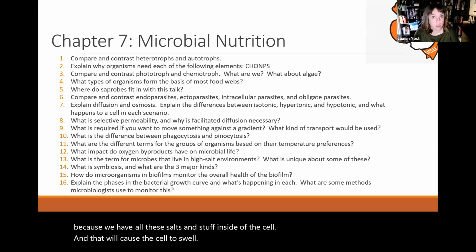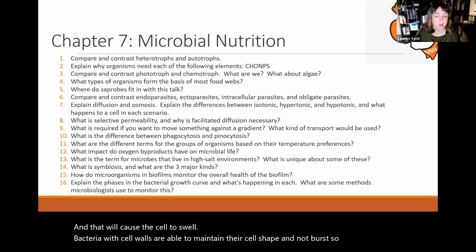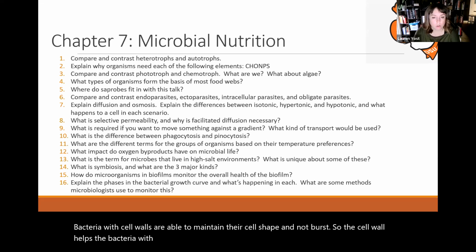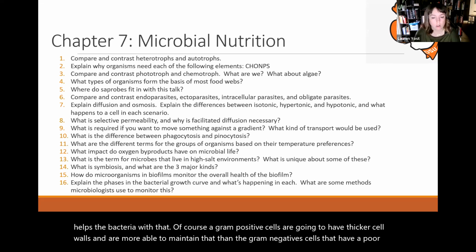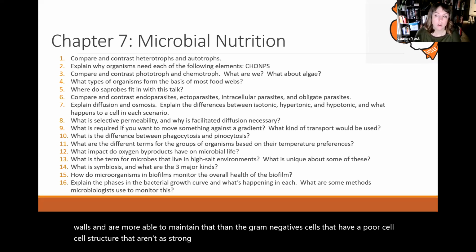Bacteria with cell walls are able to maintain their cell shape and not burst. So the cell wall helps the bacteria with that. Of course, gram-positive cells are going to have thicker cell walls and are more able to maintain that than the gram-negatives. Cells that have a poor cell structure that aren't as strong as that cell wall, they will burst when they fill up too much. That makes sense.